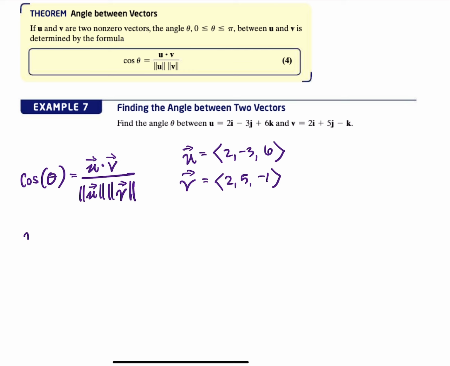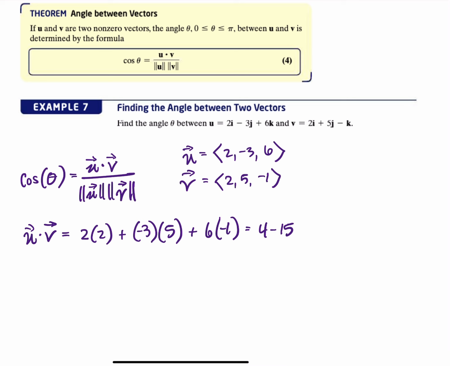So let's find their dot product. u dot v would be 2 times 2 plus negative 3 times 5 plus 6 times negative 1. So that looks like 4 minus 15 minus 6, which is equal to negative 17.